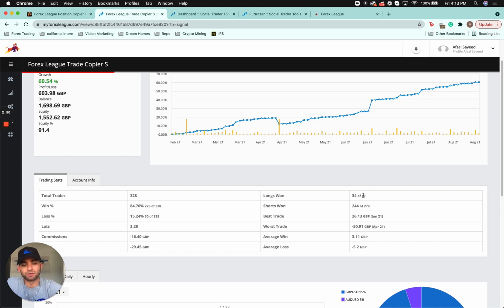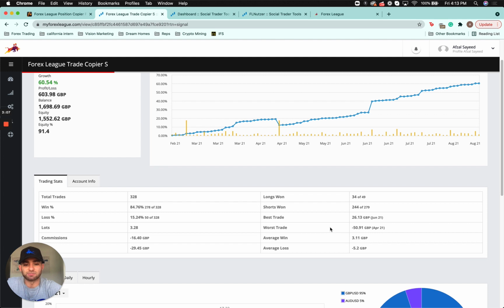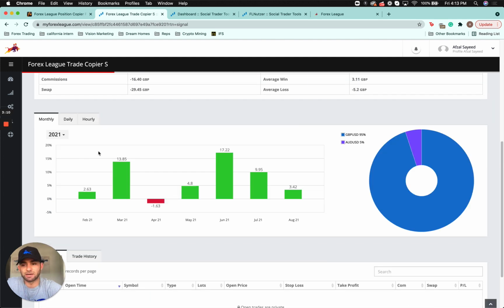The longs 134, shorts 244 to 279. So more shorts are being taken on this account than longs, and we'll get into that in a second with the strategy. Best trade 26, worst trade minus 50. Obviously, the win percentage being that high doesn't matter as much. We'll come down here and just observe the monthly total.